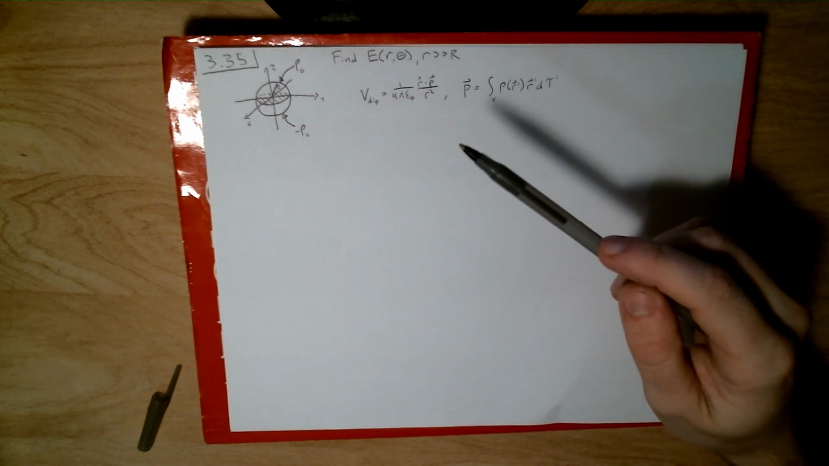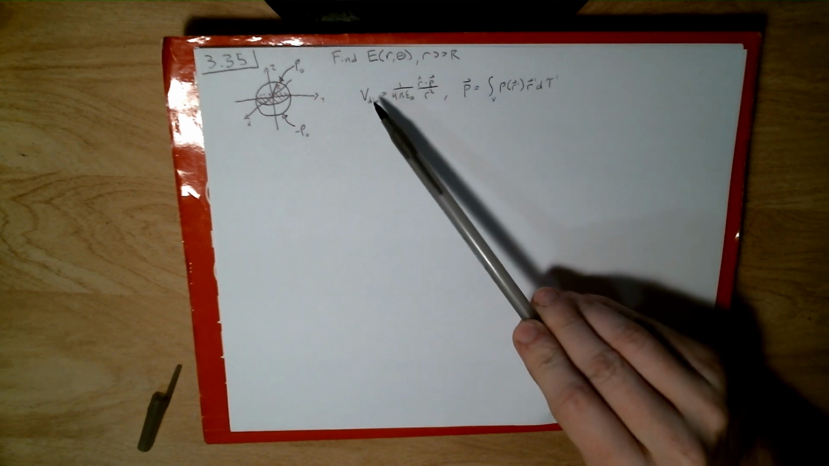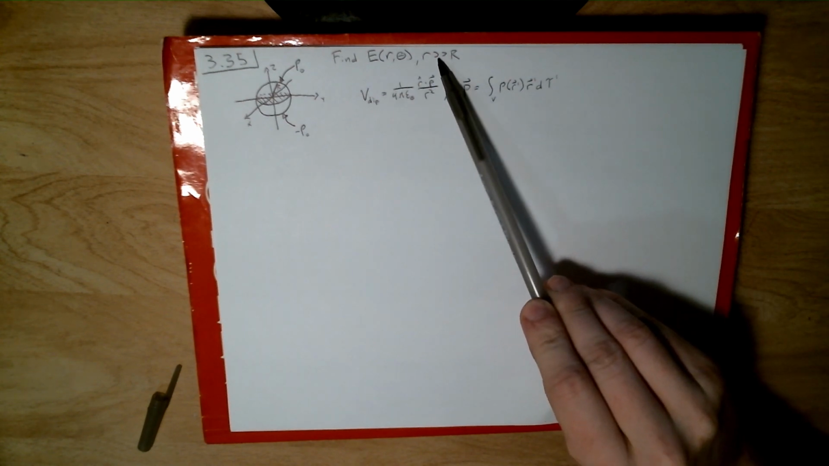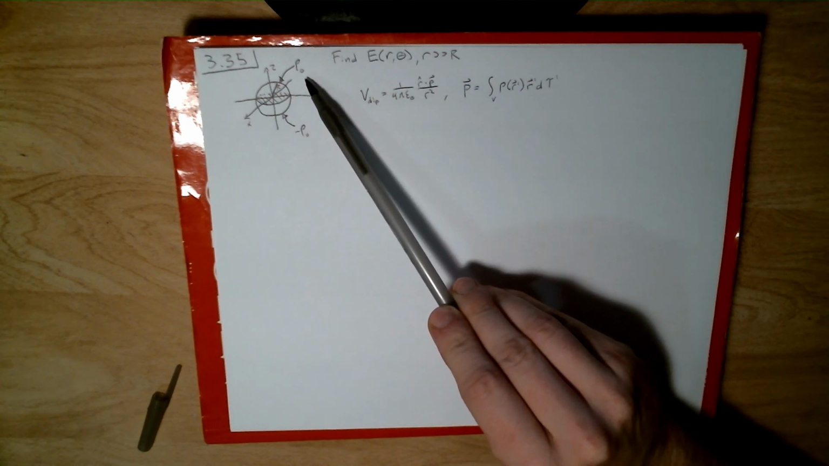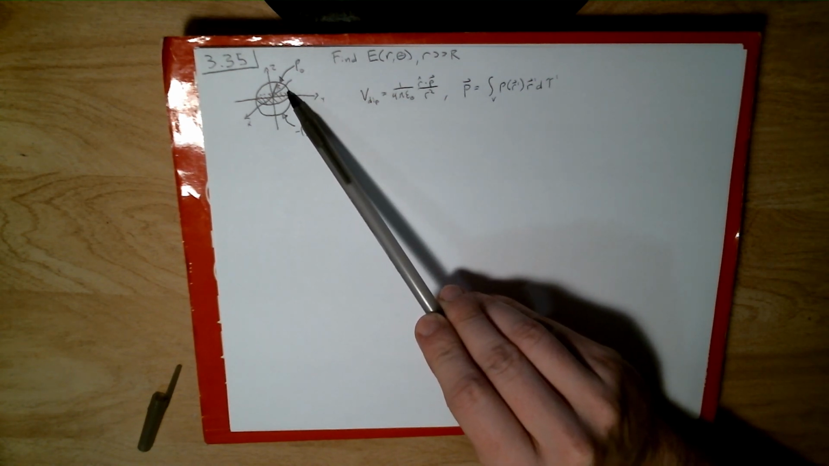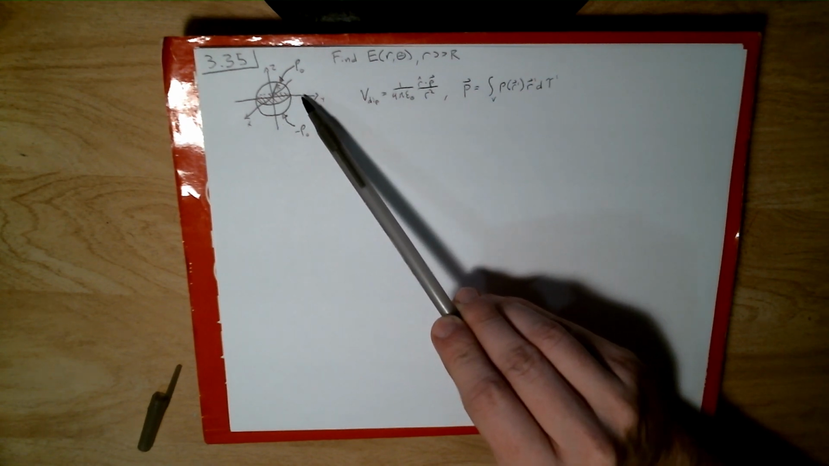Hello, my name is Sean, and today we're going to be working through Griffiths 3.35. The question asks to find the electric field at a point sufficiently far away from a charged sphere whose charge density is given by a positive rho naught in the northern hemisphere and a negative rho naught in the southern hemisphere. The sphere has radius R.